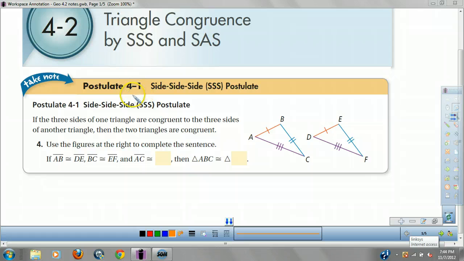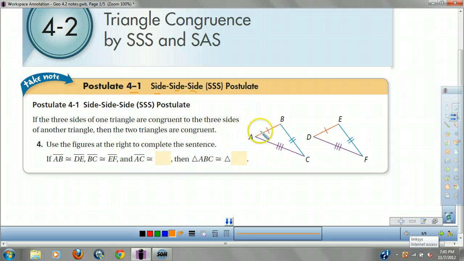Okay. Postulate 4.1 is known as the SSS postulate. Anytime you see an S, it stands for side, A stands for angle. Okay? This says if the sides of one triangle are congruent to the sides of another triangle, then the two triangles are congruent.